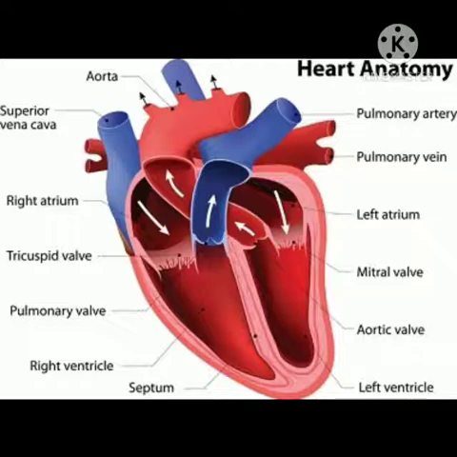The right side of heart always carries deoxygenated blood. What is deoxygenated blood? Deoxygenated blood is a blood which has large amount of carbon dioxide and the amount of oxygen is very less as compared to the carbon dioxide.